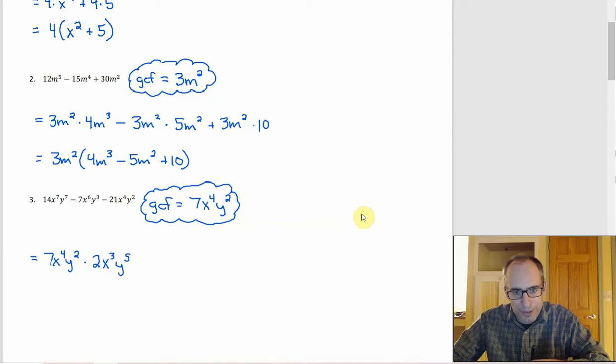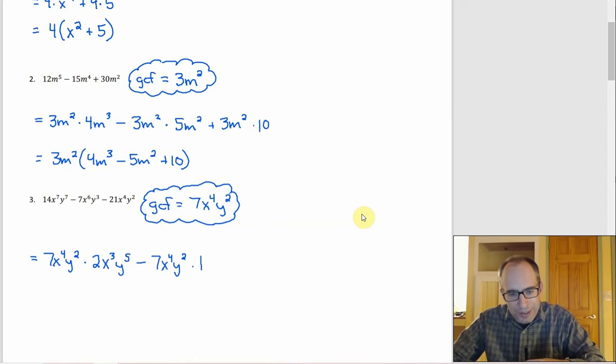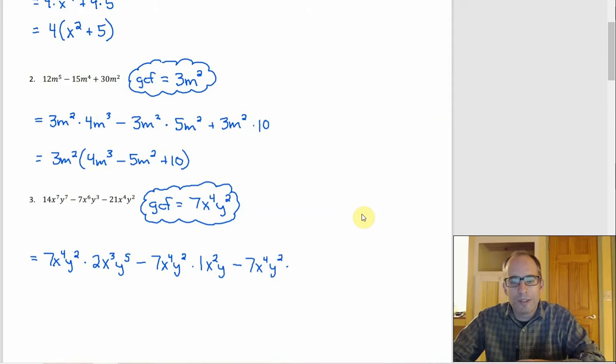Then let's see, minus, well, all right, 7x to the 4th y squared times, I guess you could say 1 here, right, because 7 times 1 will give you that 7. So 1 x squared y, or just x squared y. I guess you don't really need the 1 if you're multiplying. And then minus 7x to the 4th y squared times, all right, 7 times 3 would give you the 21. x to the 4th y squared, that's all taken care of already.